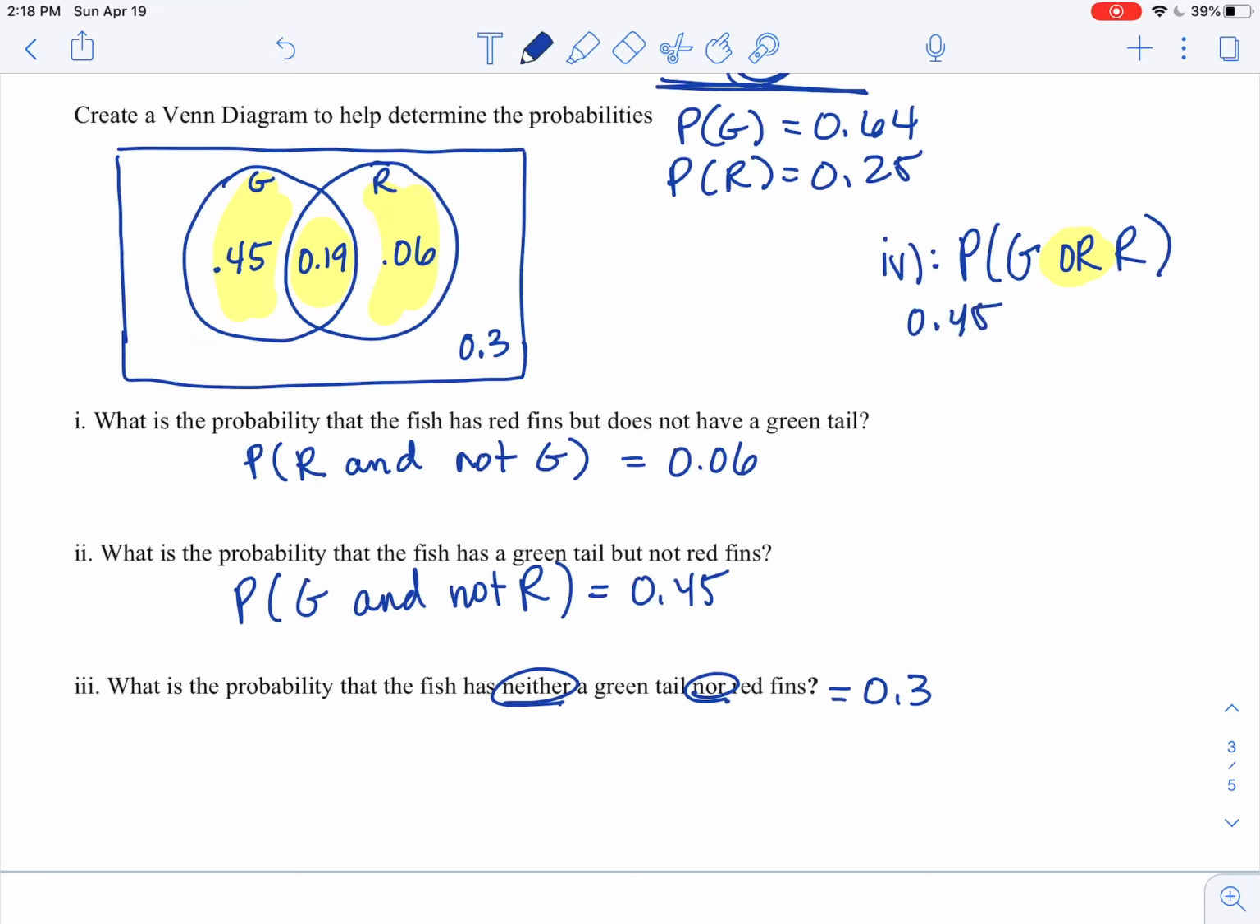So when I add up 0.45 plus 0.19 plus 0.06, that together comes out to be 0.7. Again, if I got confused with that, or if I didn't have a calculator and wanted a quick way of adding that up, remember, this is the complement to everything that's outside the circles. So if I saw that this is 0.3, then 1 minus 0.3 is where I could also get 0.7 from as my OR probability.